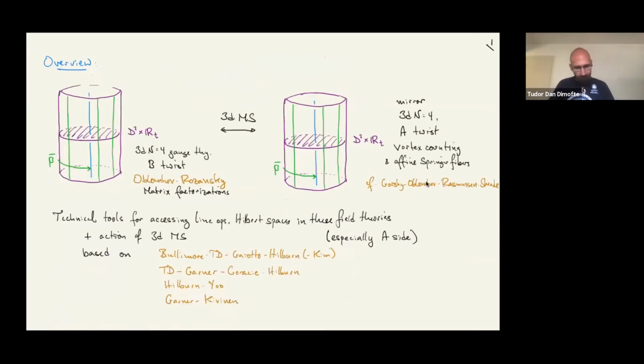And as I said, many of the tools for understanding this 3D mirror map have come from some recent work of myself and others, especially the recent things involving understanding what's happening on the A side.